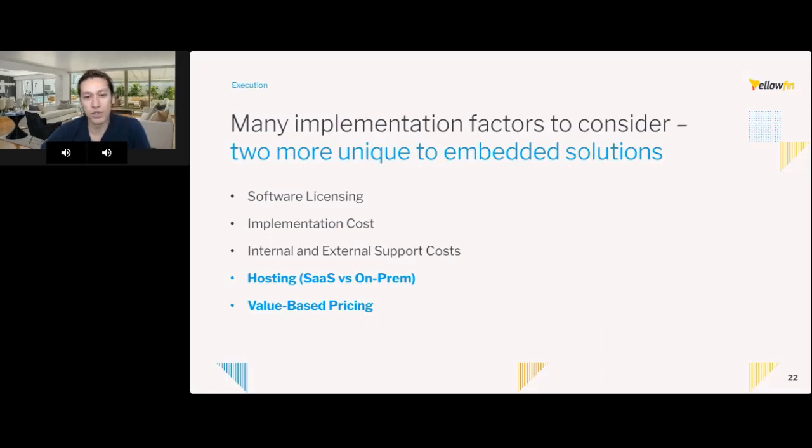So hosting, which arguably is applicable for other software use cases, is hugely important to consider as part of your embedded business case, as well as value-based pricing. Value-based pricing, which has been a buzzword for a long time, is even more important here, especially if you're using embedded analytics as an end product for your own customer. And so we'll dive into each of these in a little bit more detail here. Hosting.